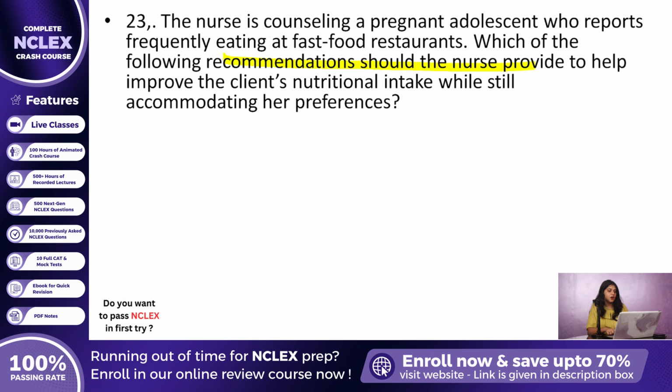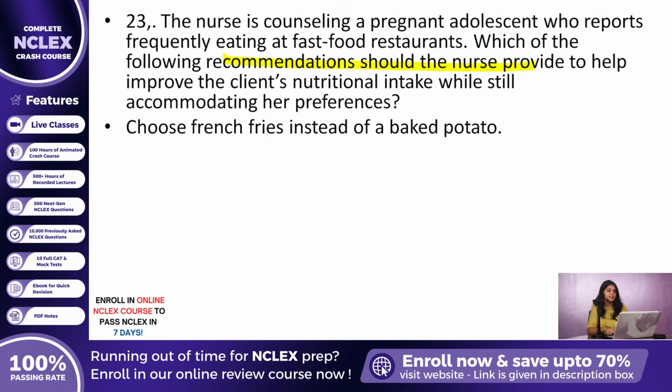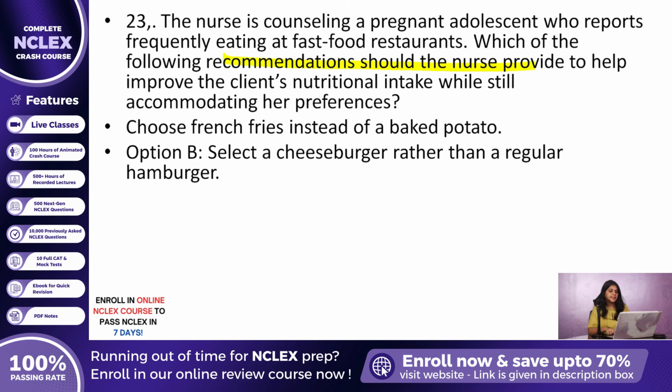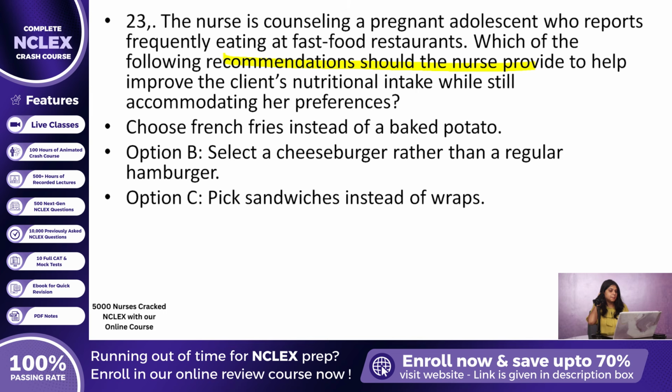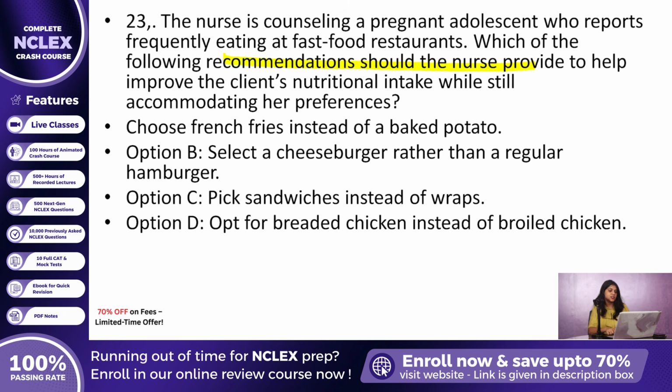The options are: option A, choose French fries instead of a baked potato. Option B, select a cheeseburger rather than a regular hamburger. Option C, pick sandwiches instead of wraps. Option D, opt for breaded chicken instead of broiled chicken. The correct answer is option B, select a cheeseburger rather than a regular hamburger.